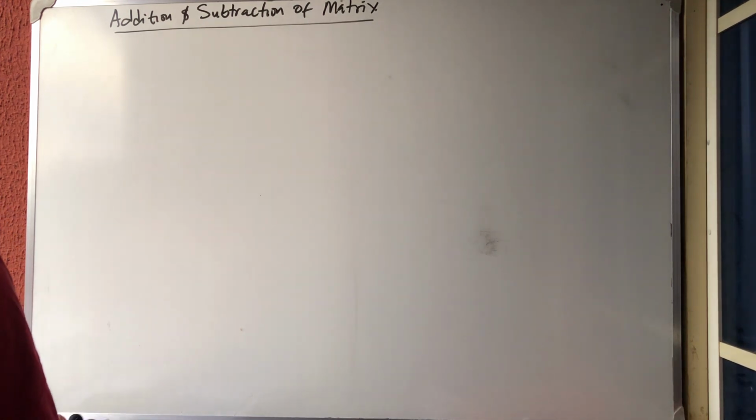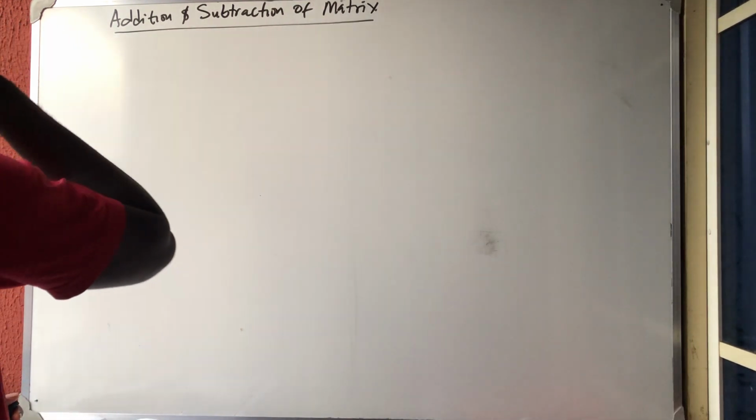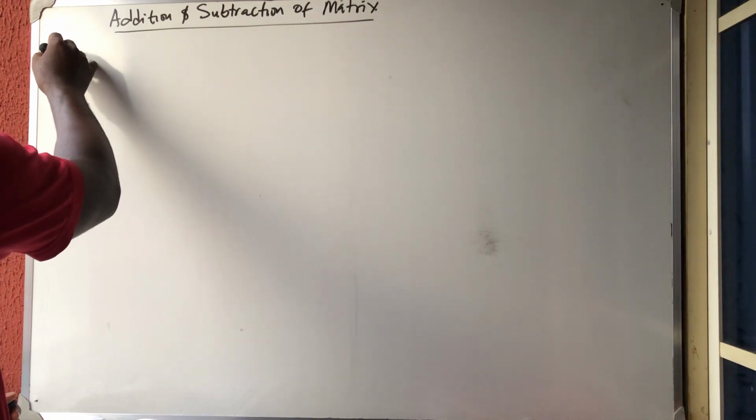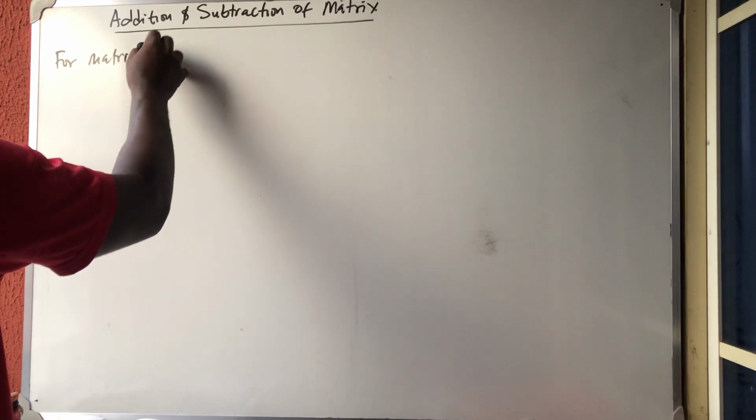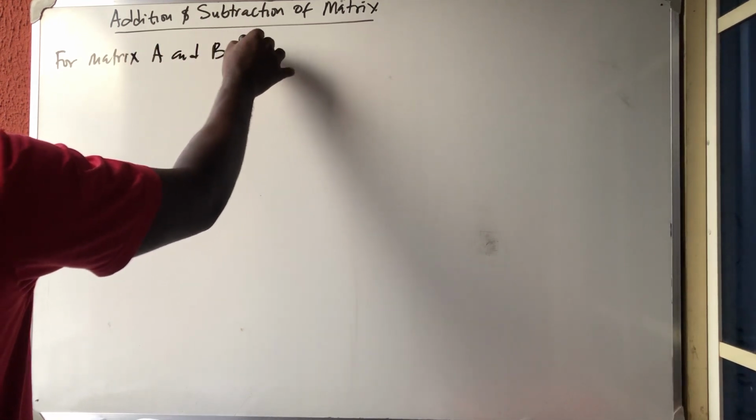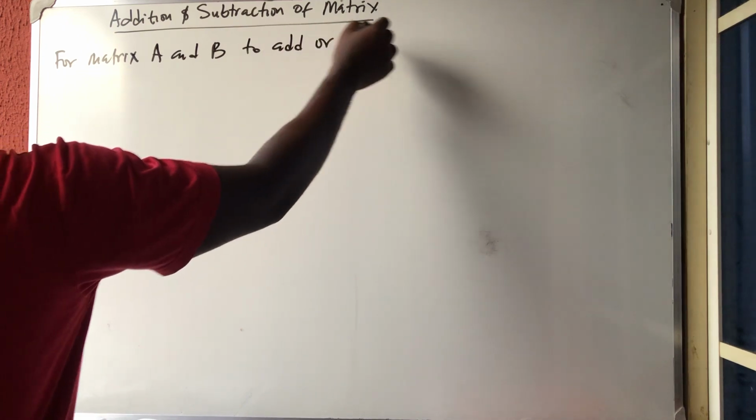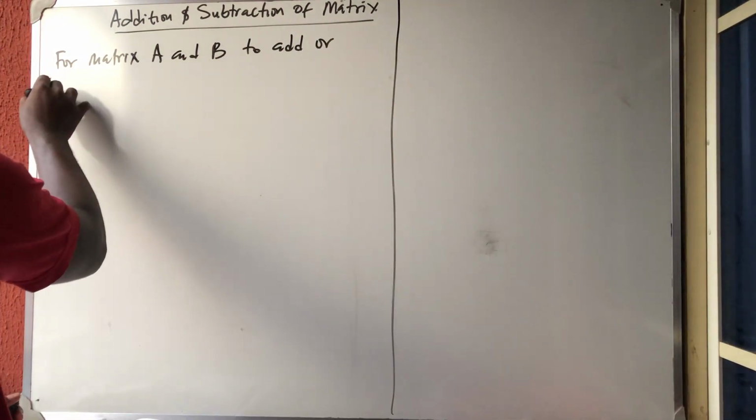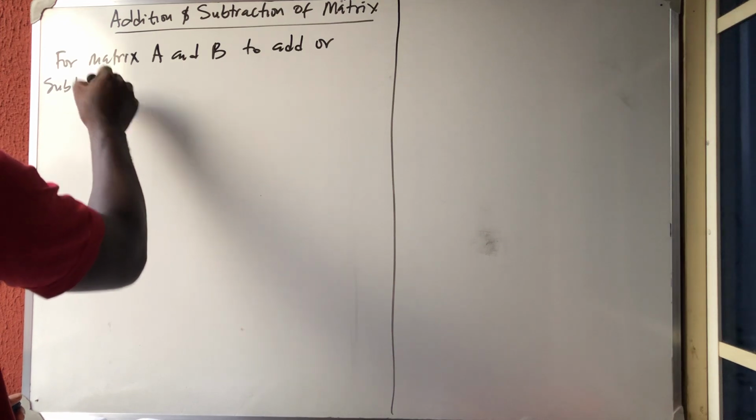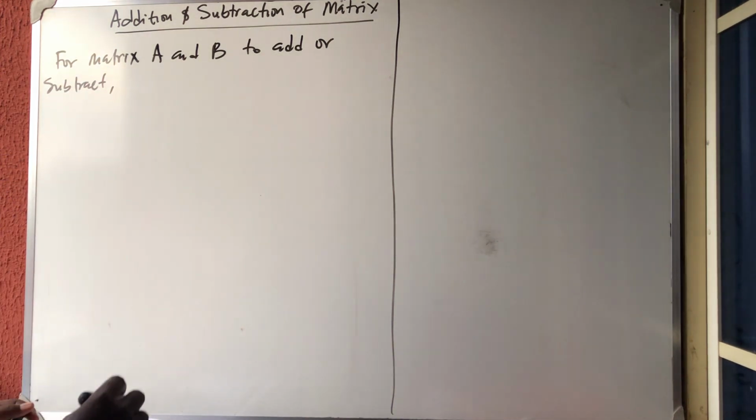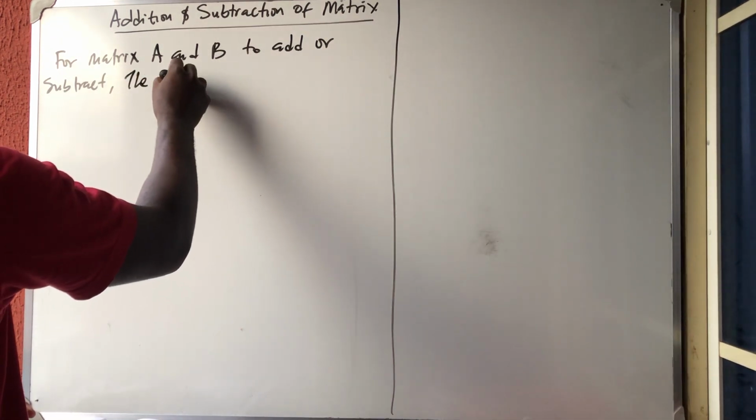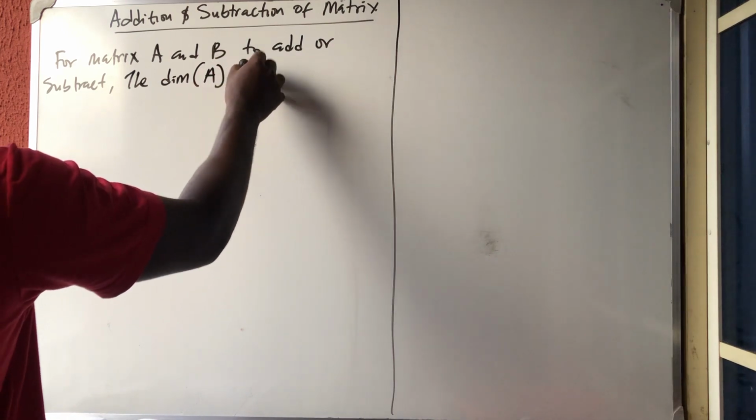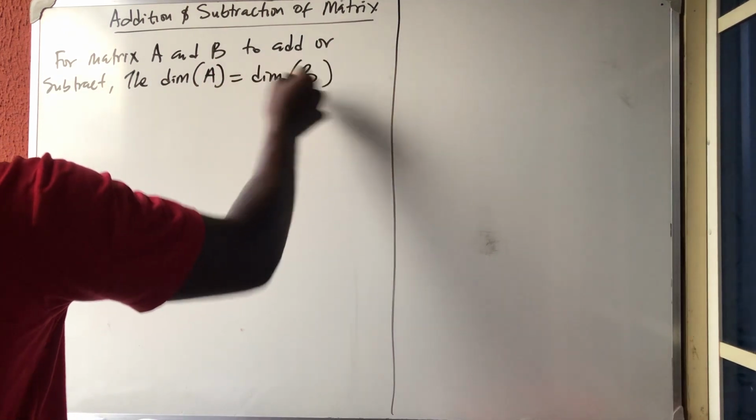Now, for matrix A and B to add or subtract, the dimension of A must be equal to the dimension of B before they can add or subtract.